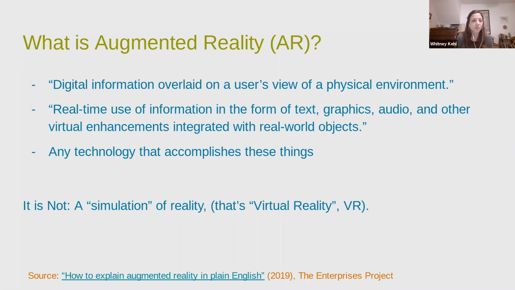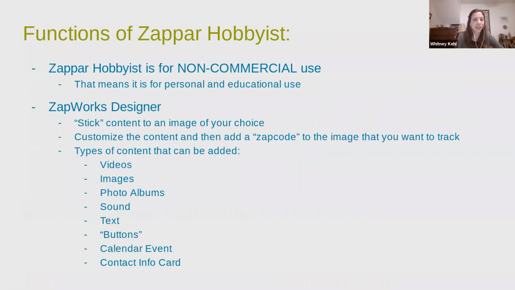And it is not a simulation of reality that creates a new environment. That's virtual reality. So augmented reality means that you're going to still be aware of what the core and actual physical environment is. And it's just, like I said, these overlays of other content. And if you want to look at how to explain augmented reality in plain English, which is where I got some of these points from, it goes a little bit more in depth. There's a link down at the bottom of the page that you could look at in the slide deck afterwards.